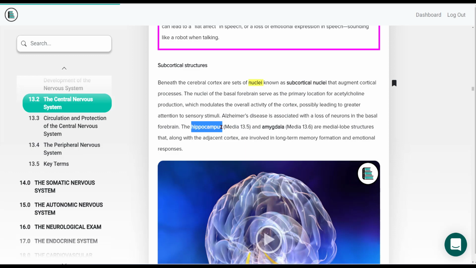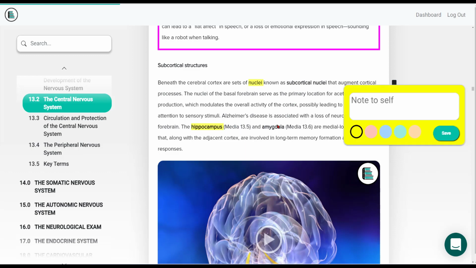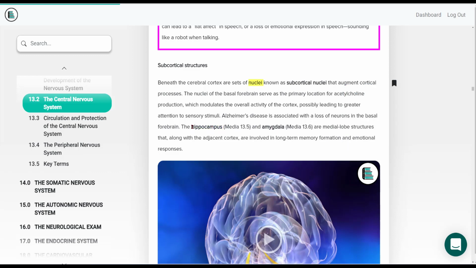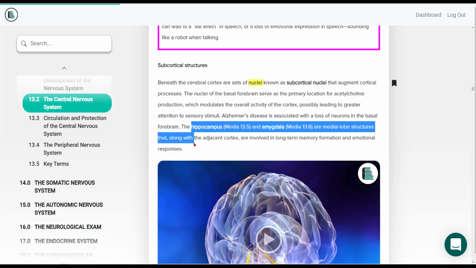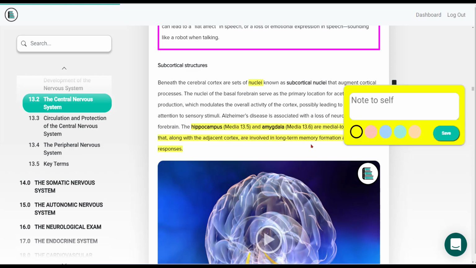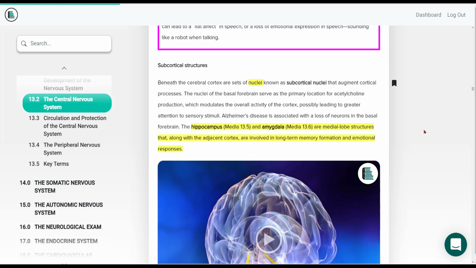Hippocampus, right, the hippocampus and the amygdala. These are two regions which are part of that limbic system. They are very, very important in forming long-term memories and in your emotional responses to things. So damage to the hippocampus or the amygdala, these regions would lead someone to having long-term memory problems and having emotional responses that are inappropriate.